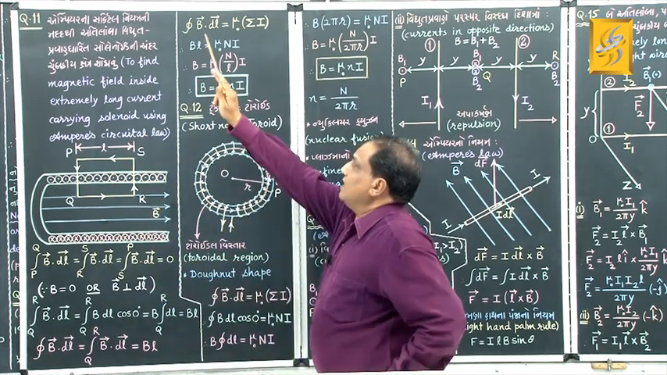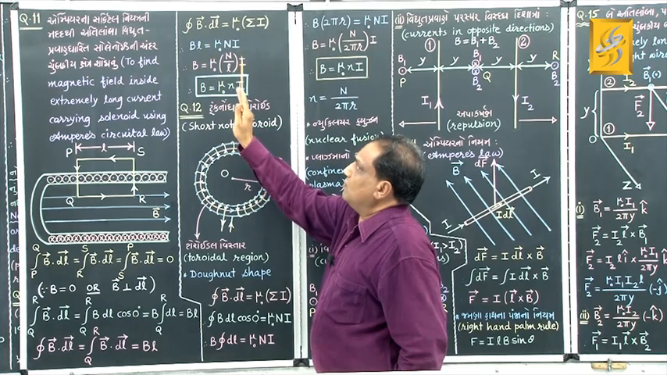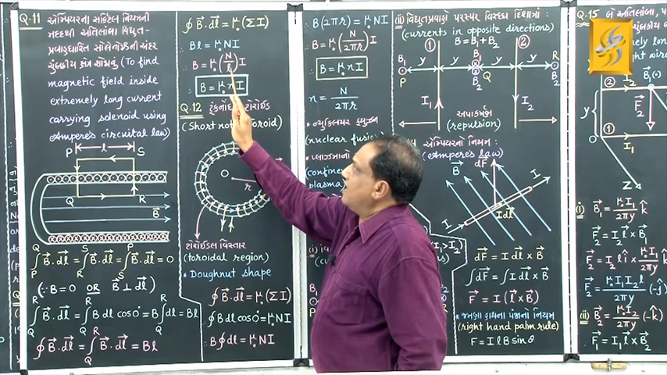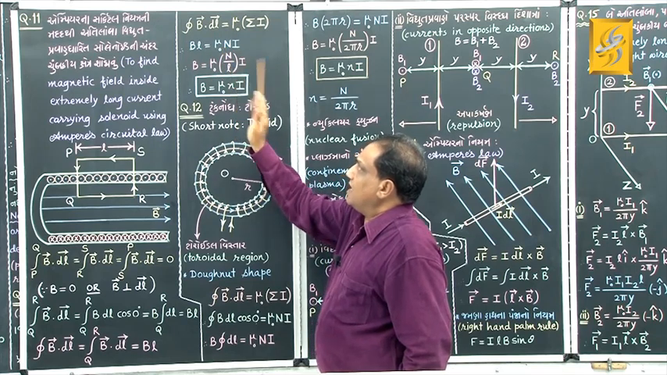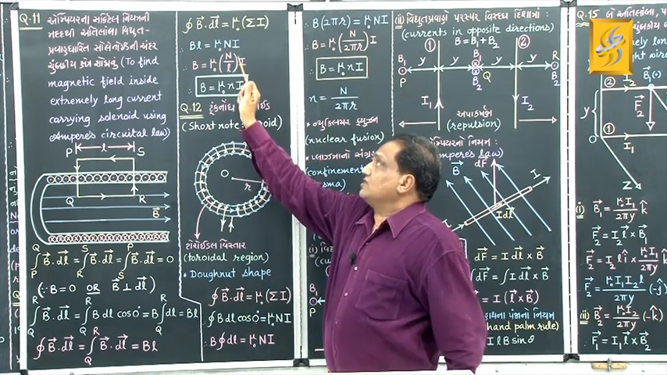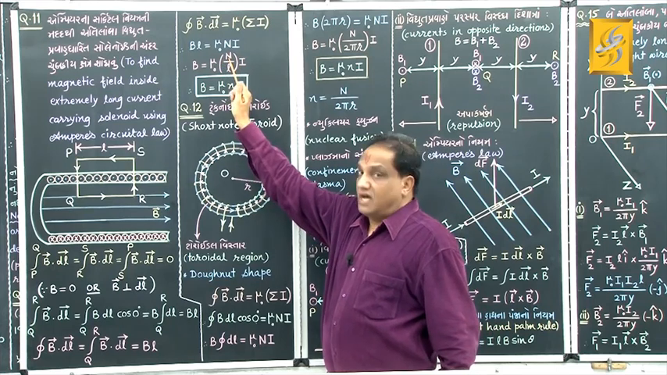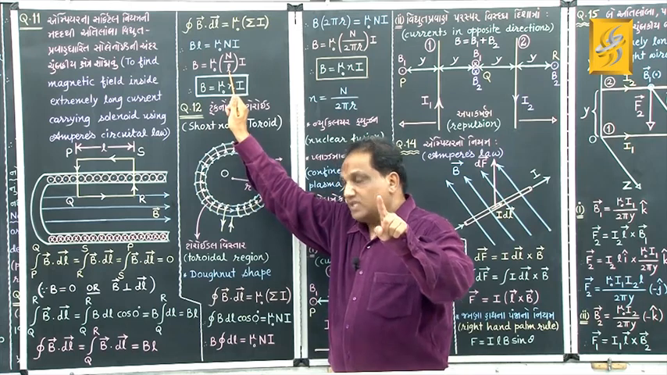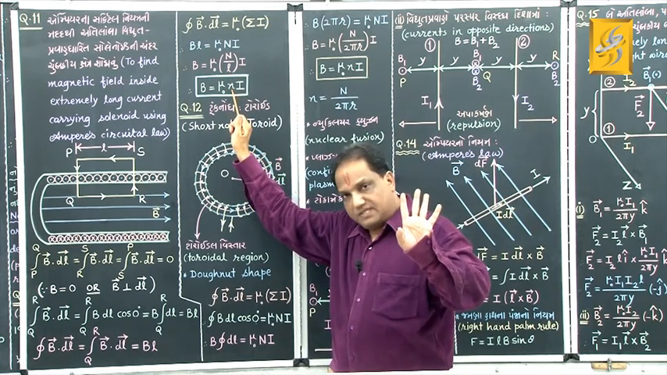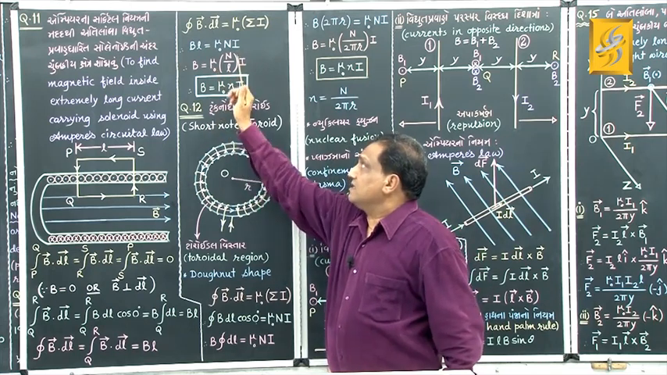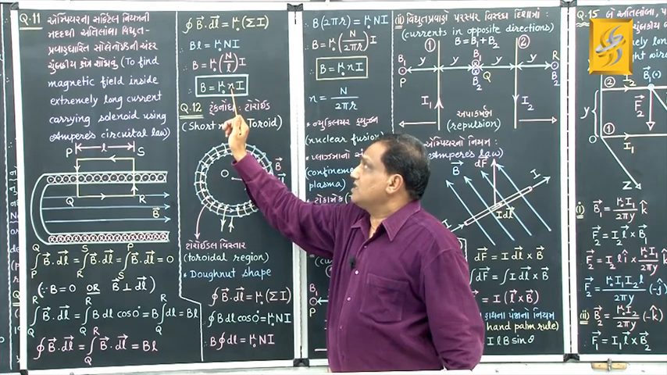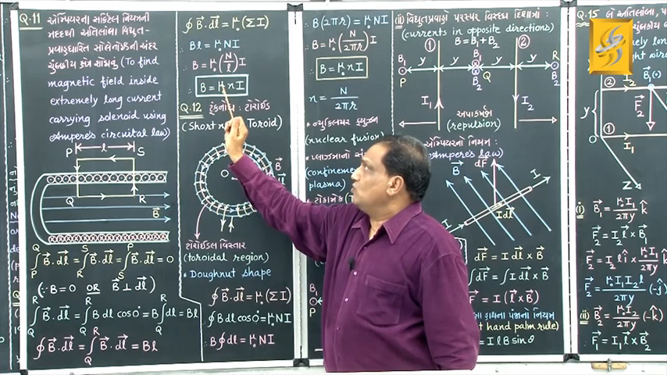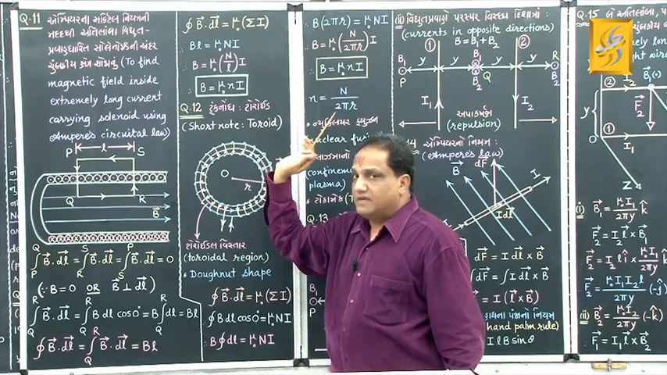Fine. Now you just do one thing, take this L down. So B equals mu 0 into N upon L into I. Now tell me, what is this? Number of turns per unit length of a solenoid. Let it be shown by symbol small n, correct? So this mu 0 as it is, this N upon L I just replace by small n, and capital I as it is. B equals mu 0 n I.